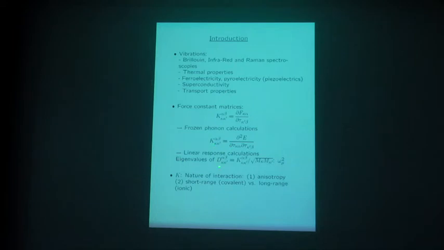And this is called the force constant matrix. The dynamical matrix D is basically related to the force constant matrix by this trivial mass matrix. And once you have the D matrix, its eigenvalues give you the phonon frequency squared. Mu is the phonon label. And the eigenvector of this matrix, which will be a 3n-dimensional vector, will give you the normal mode eigenvector of that phonon.